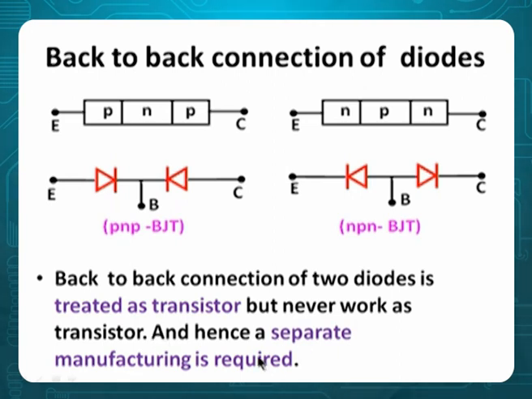What do I mean there? Why do I say that? Because if you see this PNP back to back connection, that doesn't talk about doping, that doesn't talk about the sizes. So if the sizes are different and the doping is different, the back to back connection cannot work as a transistor. So we need a separate manufacture. That's why we will see the manufacturing process.